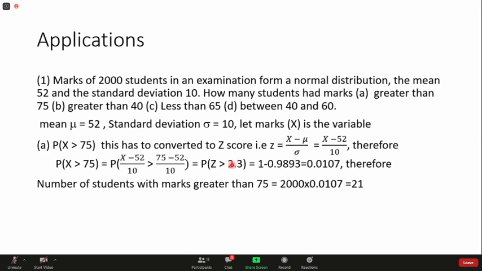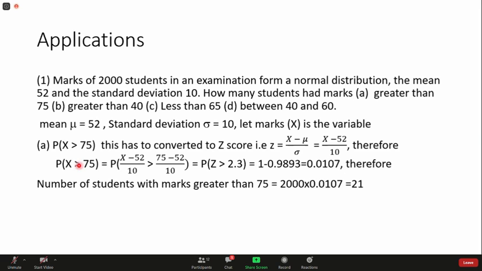Is it greater than 2.3? That is 1 minus, remember, 1 minus the reading. If you read the table now for 2.3, if you have the hard copy, just read the Z, what is the Z for 2.3. I have the hard copy, right? If you read the positive, the plus side, 2.3 in the first column, you see 0.9893. If it is greater than, it means 1 minus, and that means 0.0107. So that's the probability of a student having a mark greater than 75.